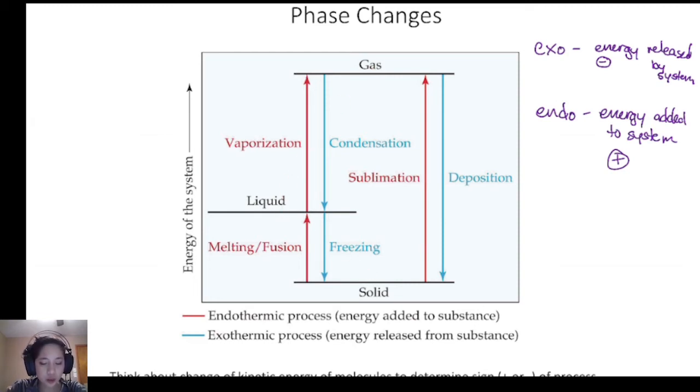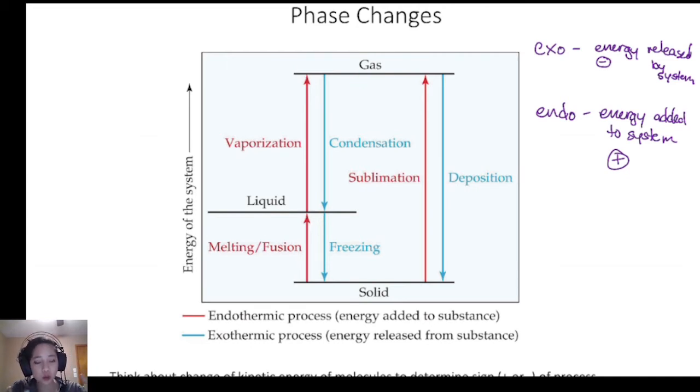To go from a liquid to a gas, typically we call that vaporization. That's when a substance boils, going from a liquid to a gas. Well, when a gas goes to a liquid, that's called condensation. So what this graph is showing is that in order to go from a liquid to a gas, we need to add energy to the sample, to the system.